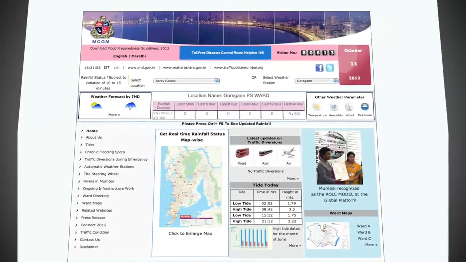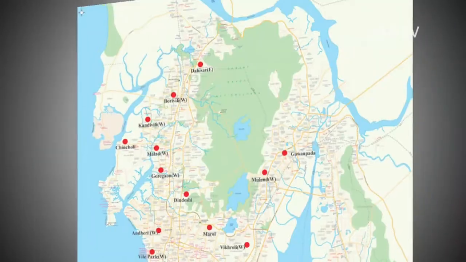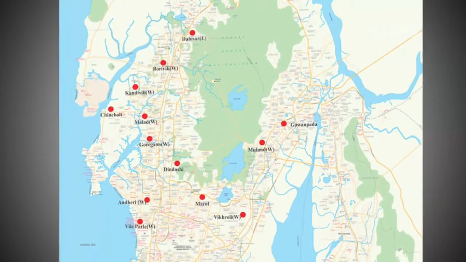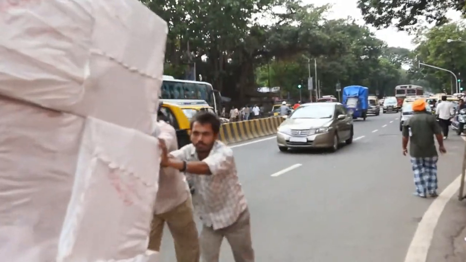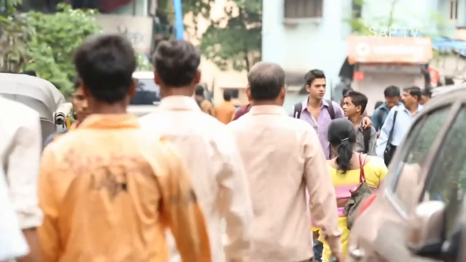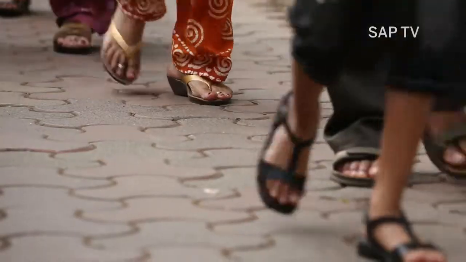We are uploading this data, real-time 15 minutes interval data on the website. So citizens can see the rainfall, what is happening in the city. We have given 105 landmarks on the portal, so they can see at what location what is the rainfall condition. With this information at hand, the citizens can decide for themselves whether or not to leave their home.